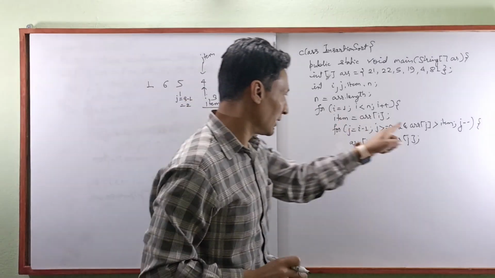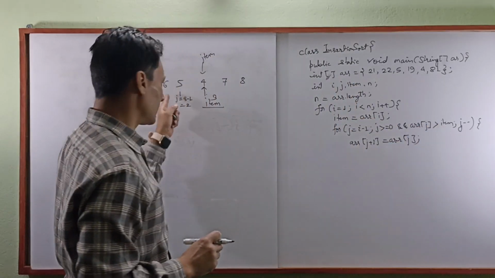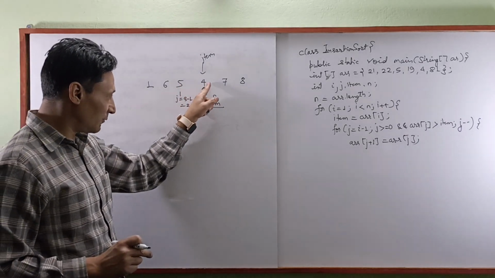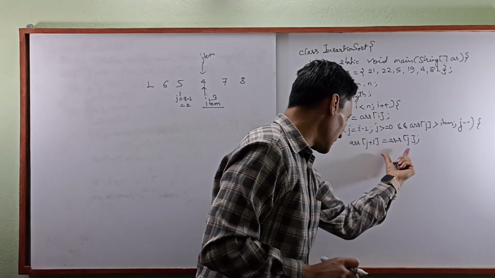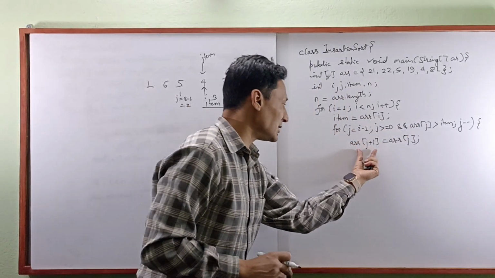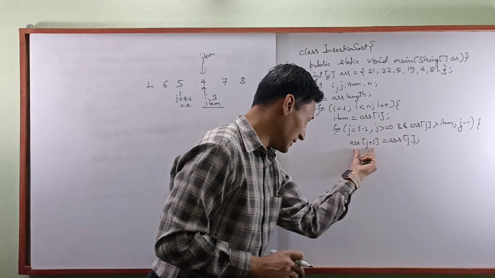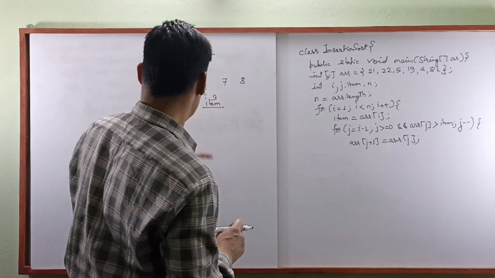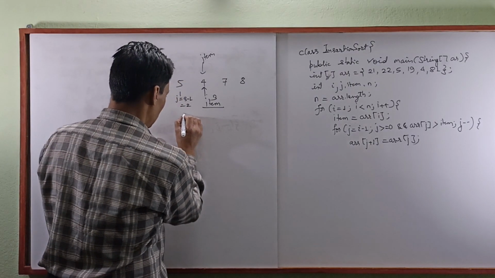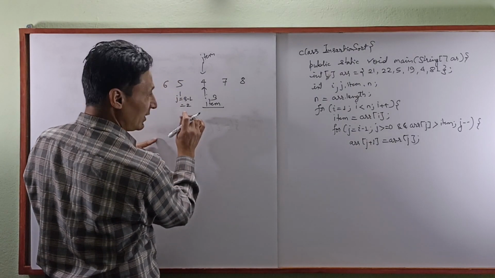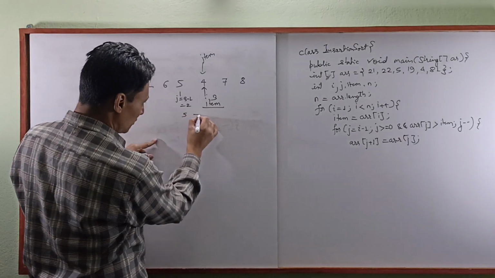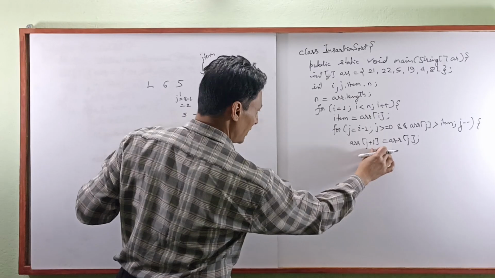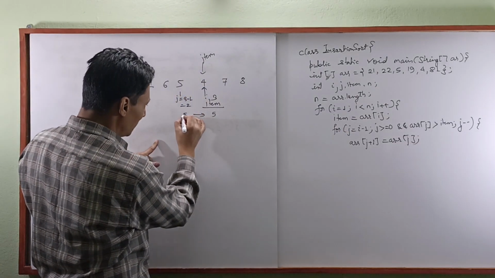This 5 is greater than item. j greater than or equal to 0 is also true. j is 2 here, and this 5 is greater than 4. This is also true, so we will go inside the loop. Now arr[j plus 1] is assigned this value. So here in j we have 5, and we are assigning this to the position j plus 1, which is 3. Now 5 will be shifted here.